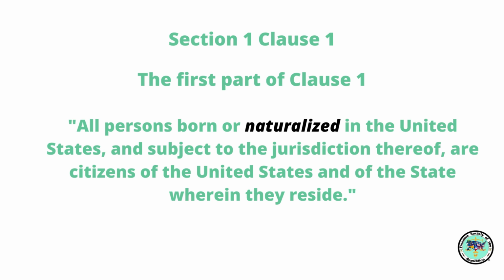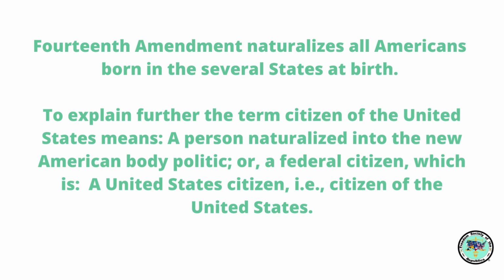Section 1, Clause 1, the first part of Clause 1: All persons born or naturalized in the United States and subject to the jurisdiction thereof are citizens of the United States and of the state wherein they reside. The 14th Amendment naturalized all Americans born in the several states at birth. To explain further, the term citizen of the United States means a person naturalized into a new American body politic, or a federal citizen, which is a United States citizen, i.e., citizens of the United States.